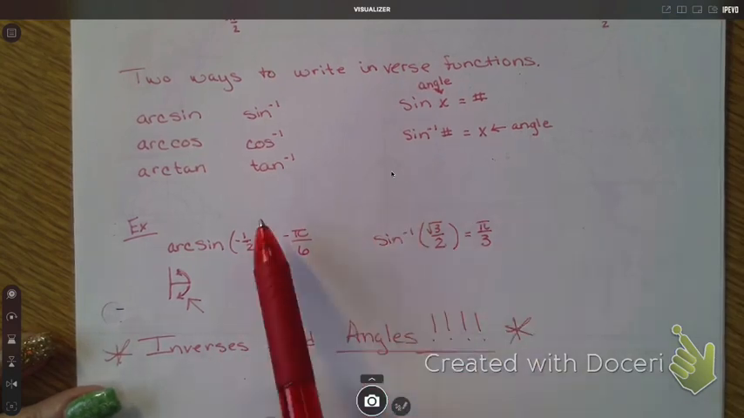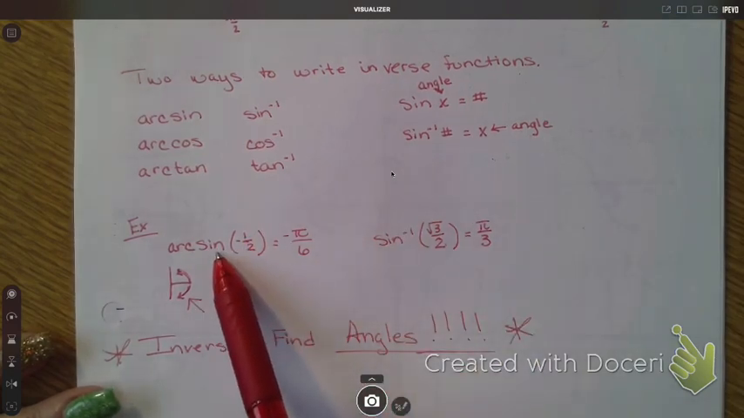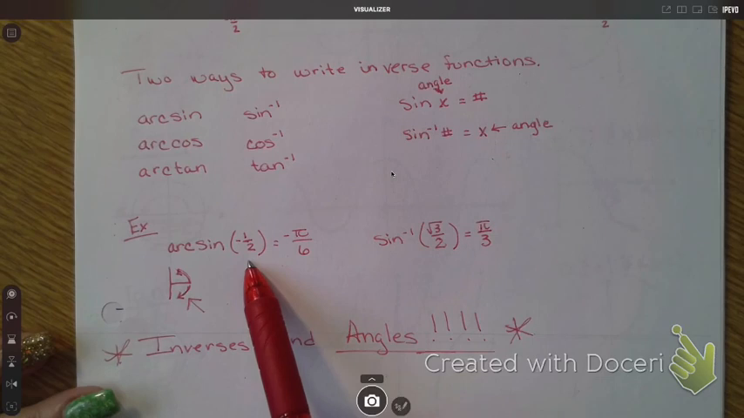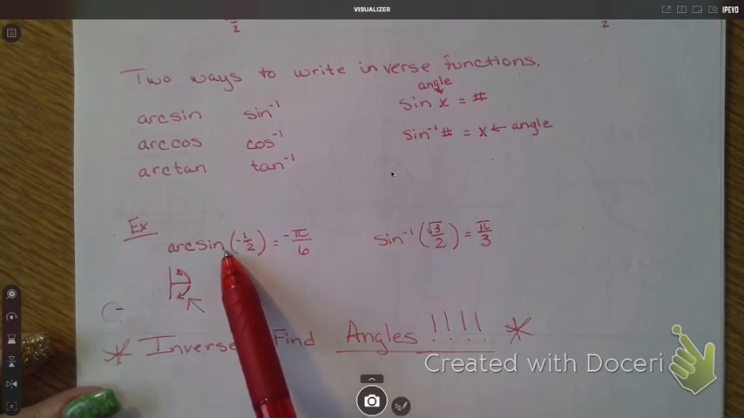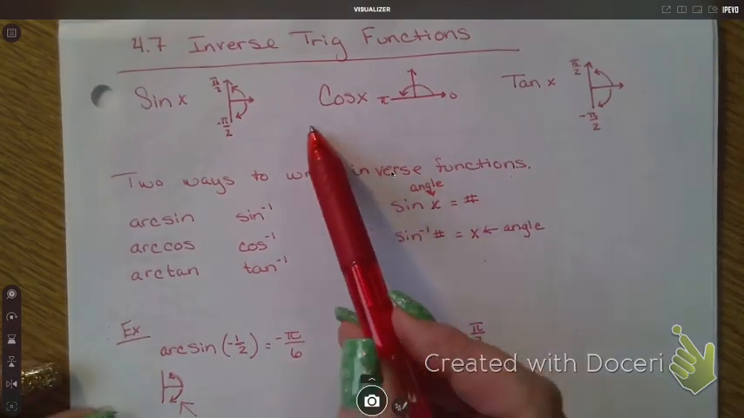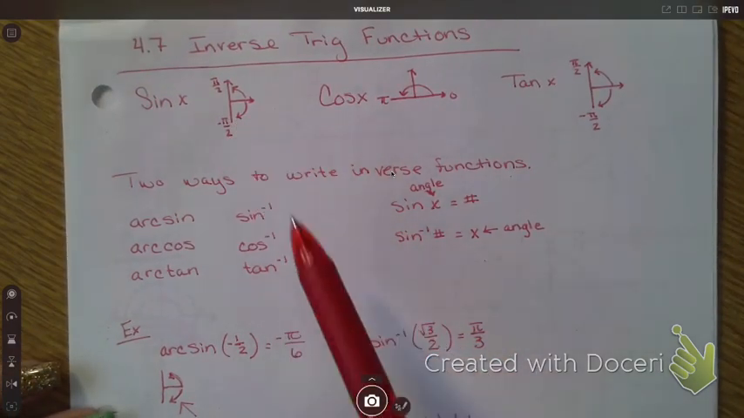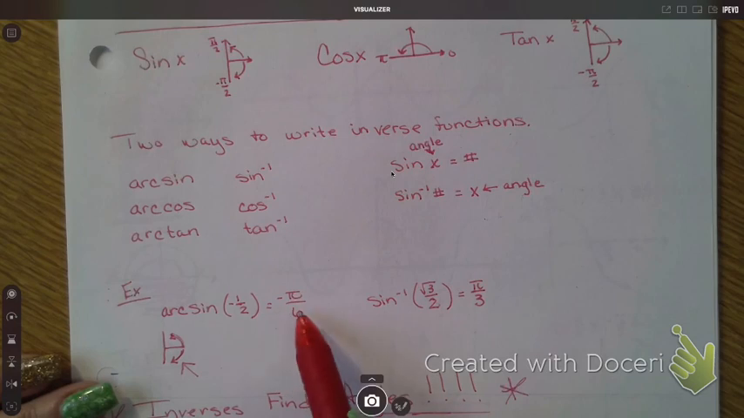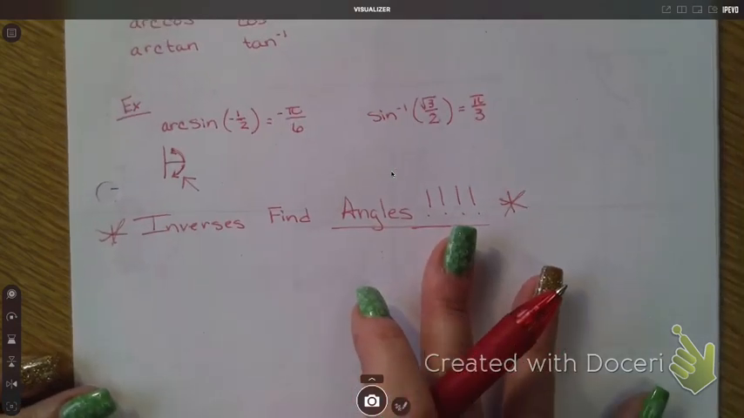Inverses find angles. So when I had the arc sine of negative 1/2, well, sine is 1/2 at pi over 6, but it's negative, so I'm going to have to drop down to negative pi over 6. So we plugged in a value and got an angle. You're reviewing your exact values.